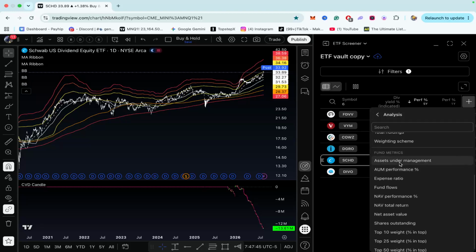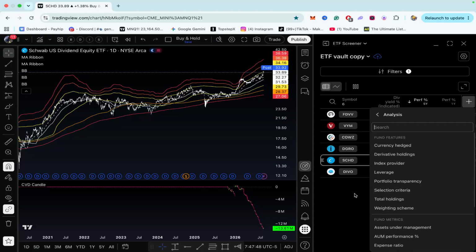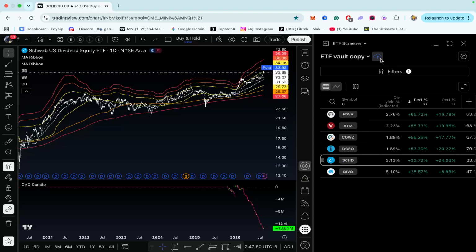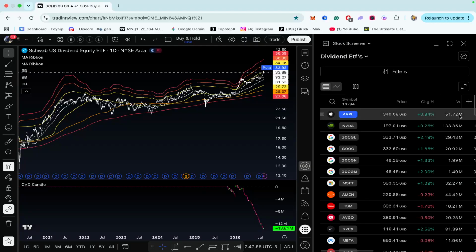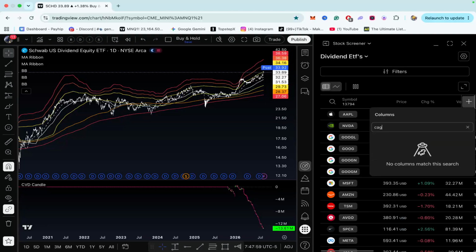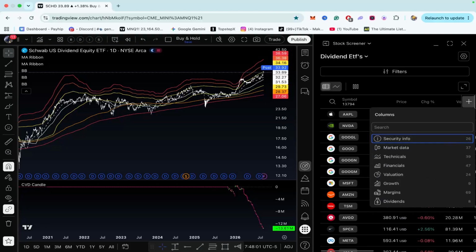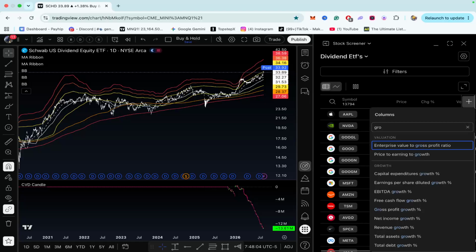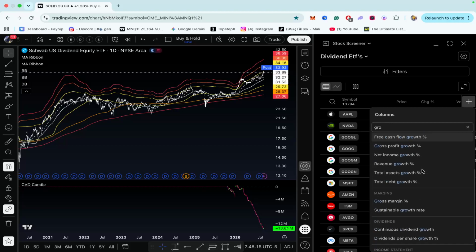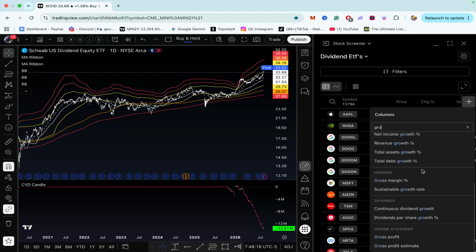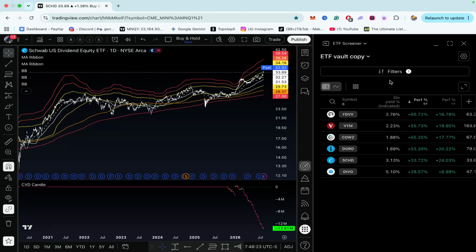I guess they don't do compounded annual growth rate on here. At least not here. I wonder if they do on the stock screen. Let me see right quick. If they do, I'm gonna be hot. Let's see something here. No, they don't. Cap X, earnings, EBITDA, free cash flow, gross profit, gross margins, continuous dividend growth, dividend per share growth. Ain't really doing stuff for real.